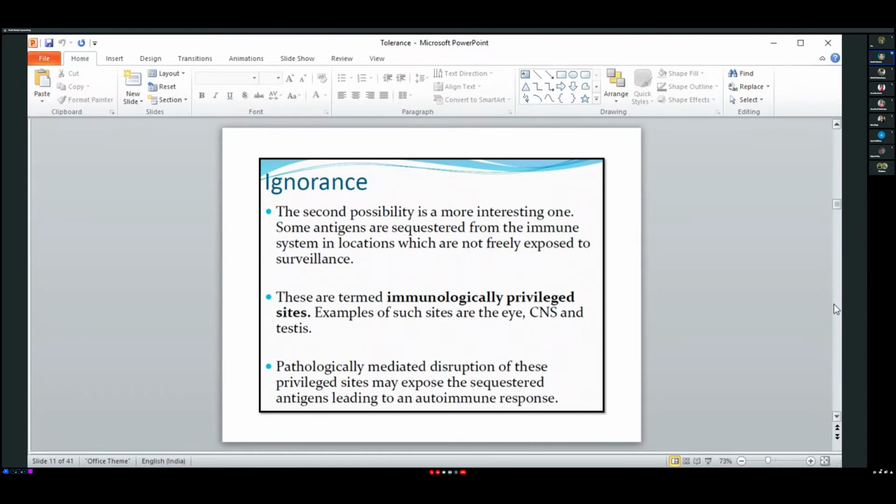I have already given you the example. Our eye, the cornea region, central nervous system, CNS, testes, these are the areas. So you can understand pathologically mediated disruption of these privileged sites may expose the sequestered antigens, leading to an autoimmune response.